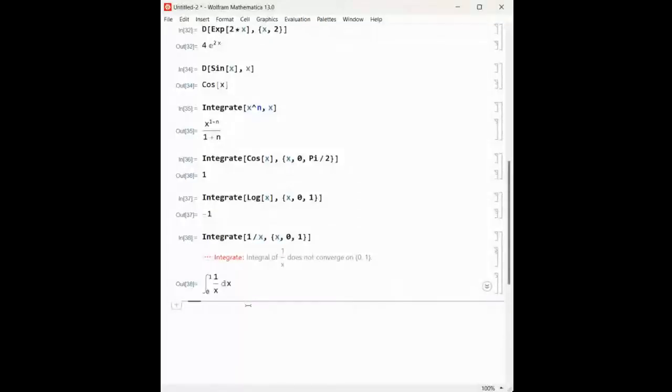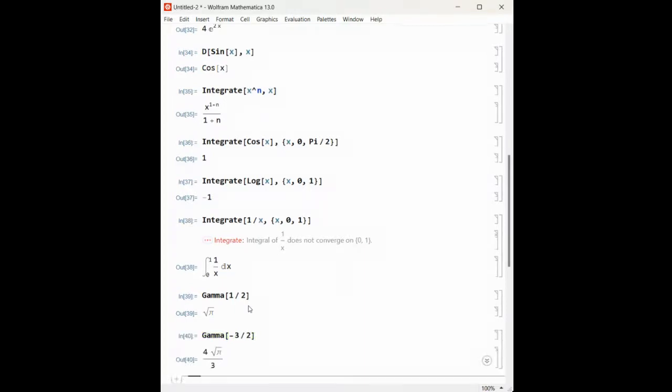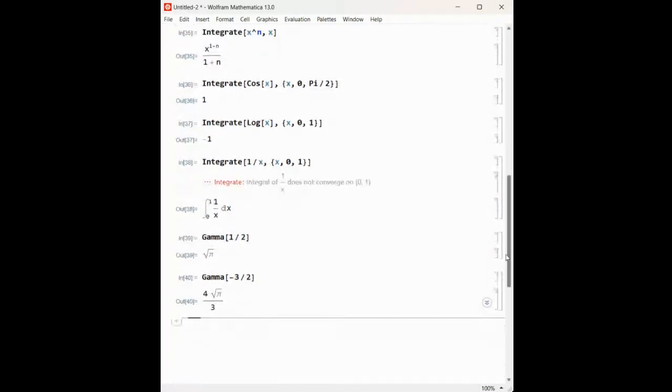So do a few of them. Okay, so let's see Laplace transform. Or even gamma, for example, gamma of half is simply root pi. Gamma of minus 3 upon 2, for example, is 4 over 3 root pi.